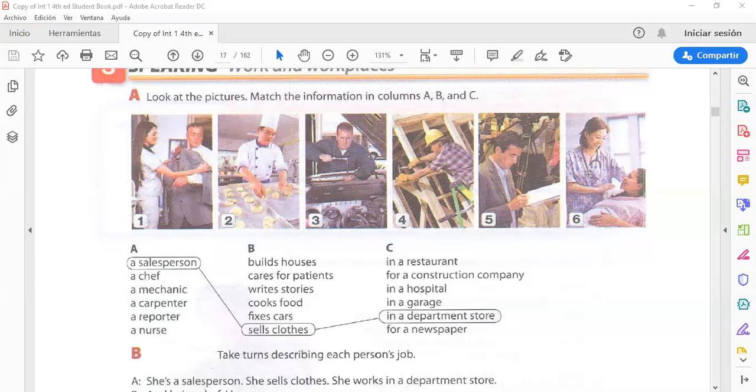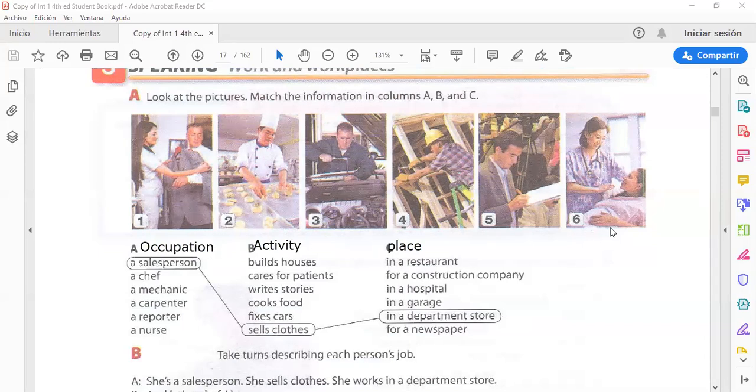Okay, so you join the verbs with the professions, the activities with the professions, and the place. Activities, profession, and place. So this is the occupation, the activity they do, and the place where they work. Okay, occupation, activity, and place. So a chef, you may say, a chef cooks food in a restaurant.